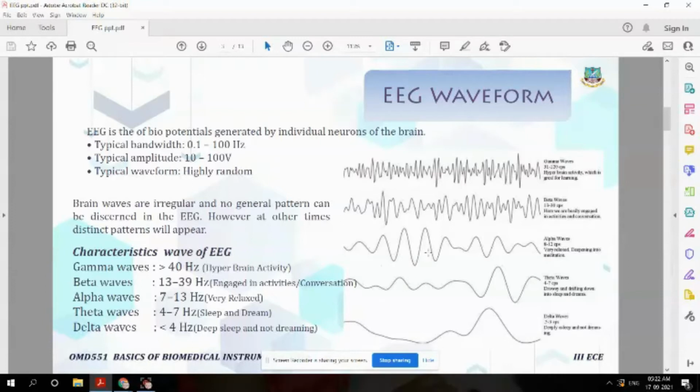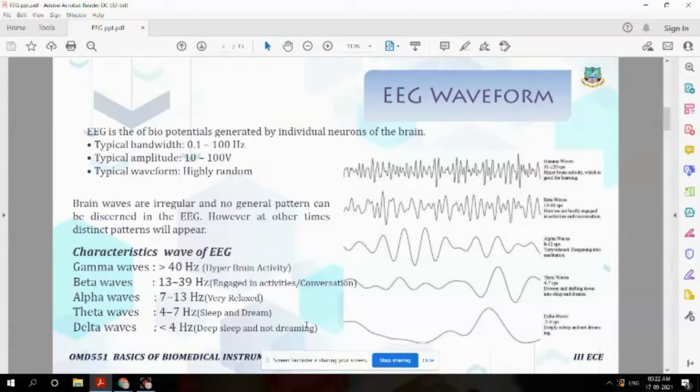The typical bandwidth of the brain waveform is 0.1 to 100 Hz, and the typical amplitude of the EEG waveform is 10 to 100 microvolts. The waveform is highly random. In EEG, there are 5 types of waves generated in our brain. The first one is the gamma wave, the second is the beta wave, the third is the alpha wave, the fourth is the theta wave, and the last is the delta wave.